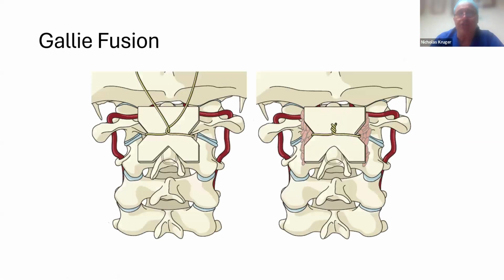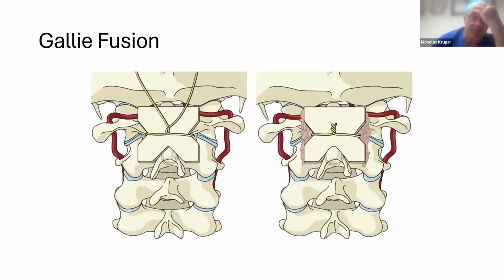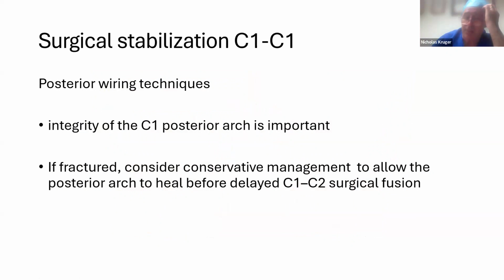So the traditional fusion is called a Gallie, which is basically sublaminar wiring, and you put an H-shaped graft of bone there, and that's what you had. But it's got very poor rotational control, and you can't really correct listhesis. Also if your arch is fractured, it doesn't help. So we don't use sublaminar wiring anymore.